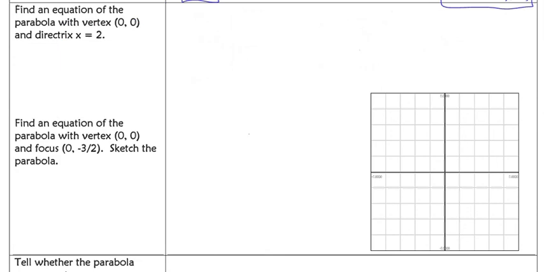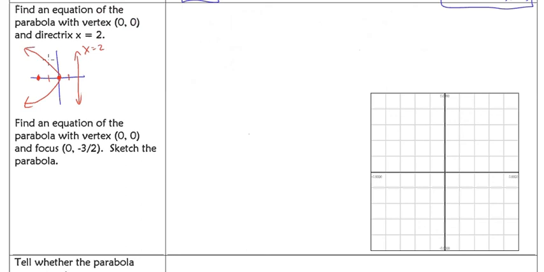Find an equation of a parabola with a vertex of 0, 0 and a directrix of x equals 2. A quick sketch of what that looks like: we've got our vertex there at 0, 0. The directrix is x equals 2, meaning our focus is at negative 2, 0, and our parabola looks something like that.